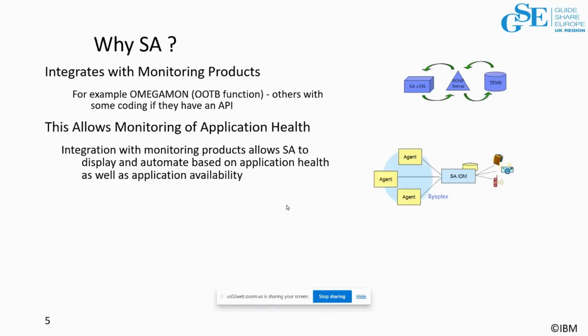And why do you want to integrate with monitoring tools? Because that allows you to monitor the health of the application as well. Without integration with monitoring tools, all SA knows about is whether the application is up or down. If you integrate with monitoring tools, you can also detect whether it's performing properly, whether it's healthy. So what SA can do is combine the up-down status with the health status and come up with what's called a compound status. I'll show you an example of that a bit later on. But it just expands the reach of SA to really make sure that the applications are doing what you want them to.